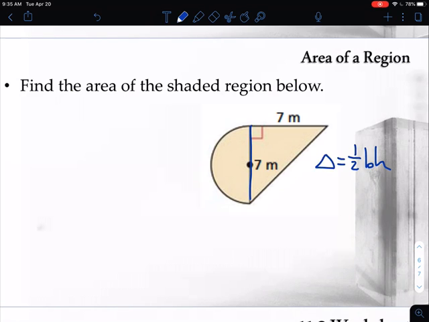So like for triangles, if I want the area of a triangle, I take 1/2 the base times the height. And so if I'm looking at this triangle here, it's a right triangle. The base and the height, I'm looking for that perpendicular line. So I'm looking for that right angle. And so my base and height in this case would be 7 and 7.